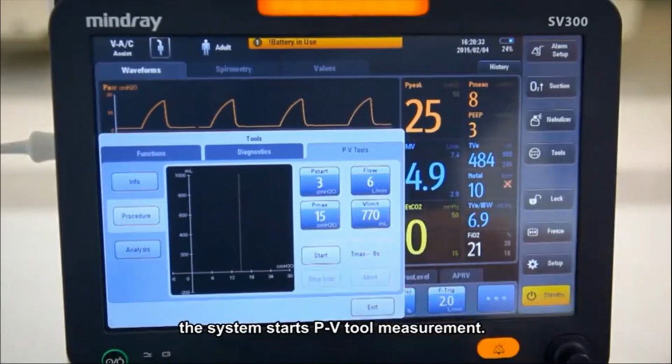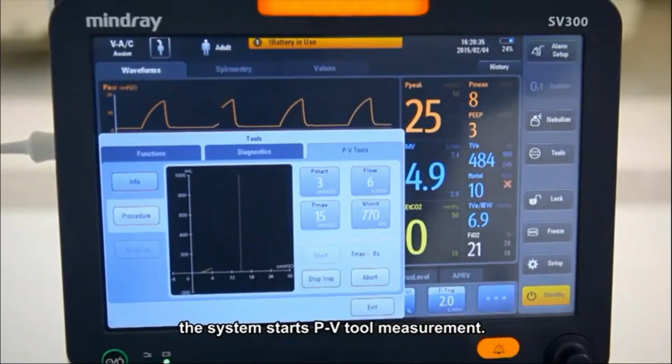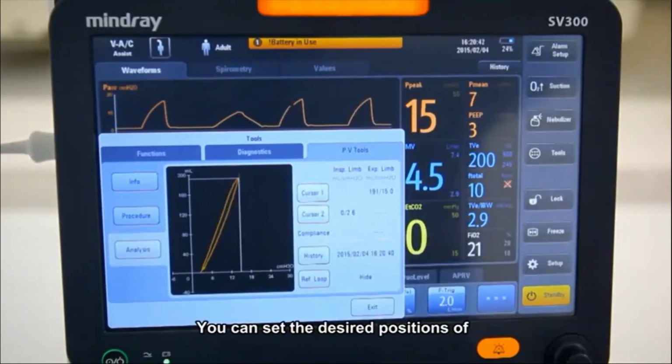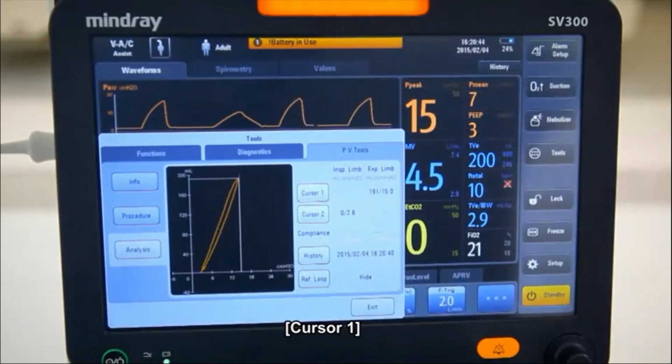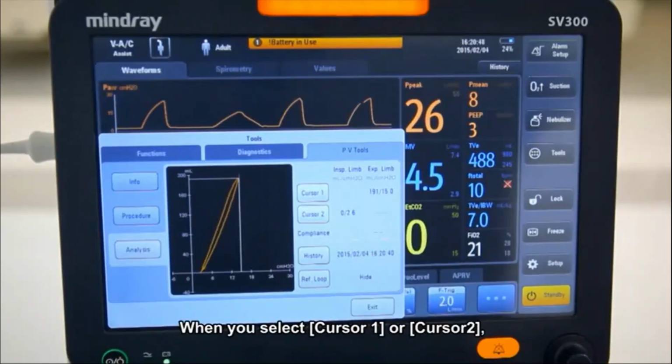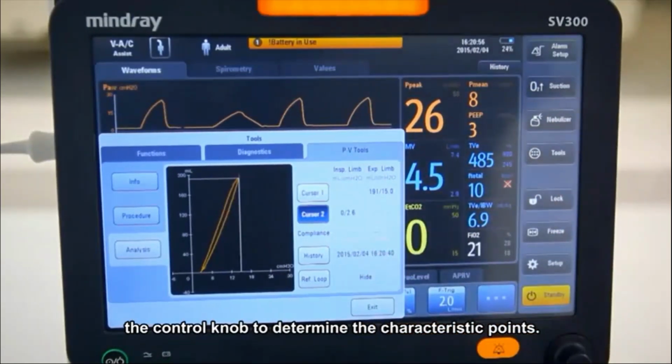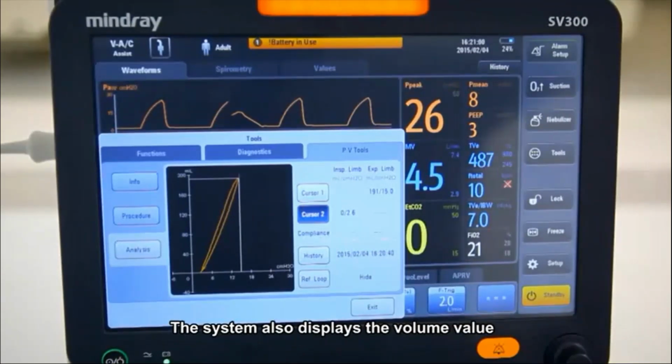Select procedure and start, and the system starts PV tool measurement. After the measurement is completed, the system enters analysis screen. You can set the desired positions of cursor 1 and cursor 2. When you select cursor 1 or cursor 2, the selected cursor turns green. You can move the position of the cursor via the control knob to determine the characteristic points.